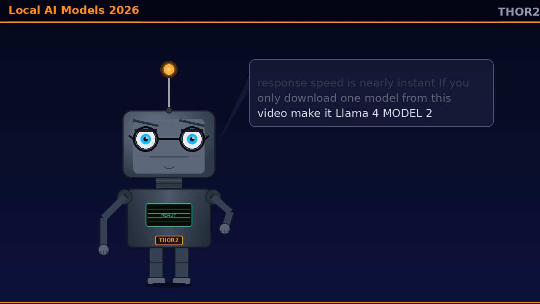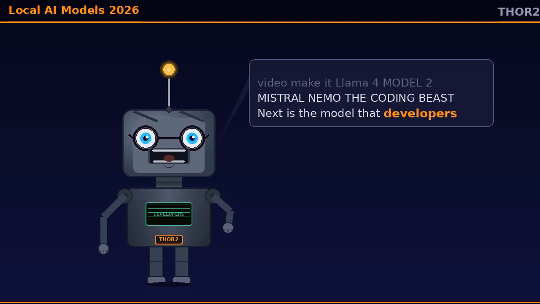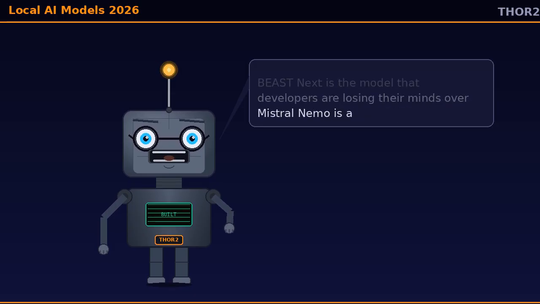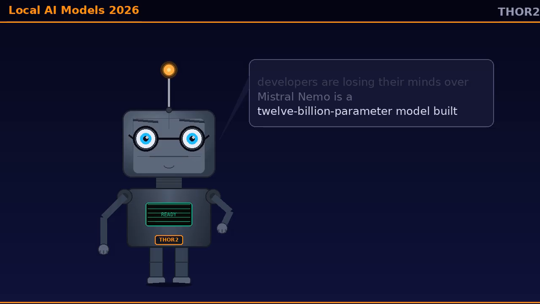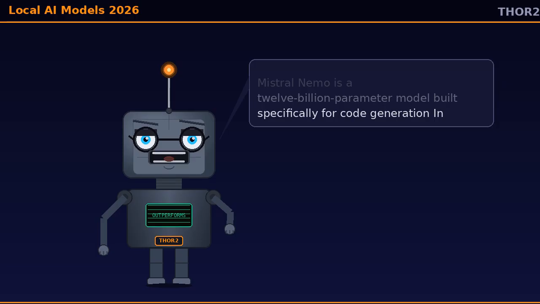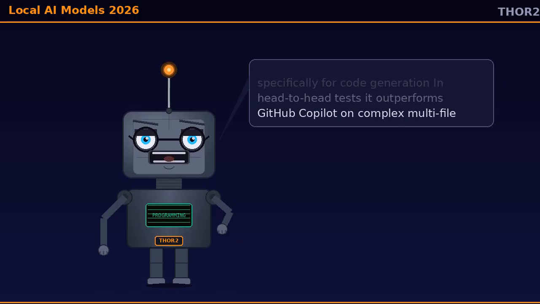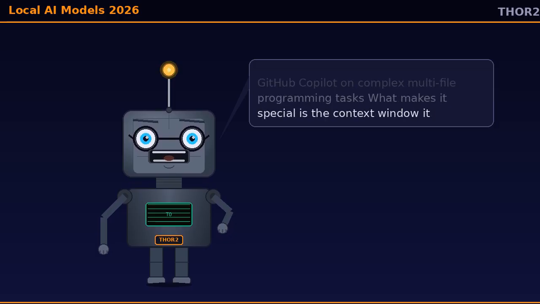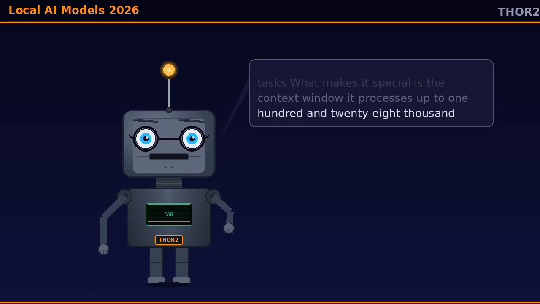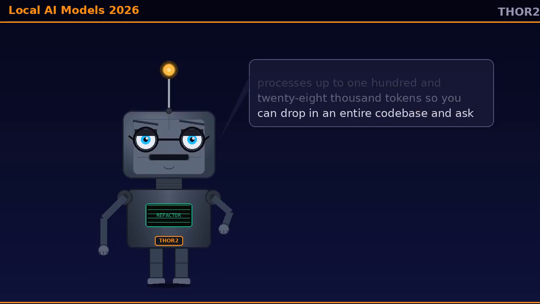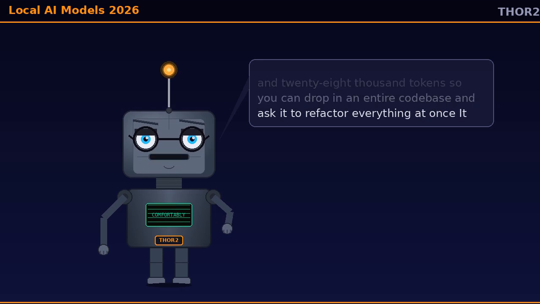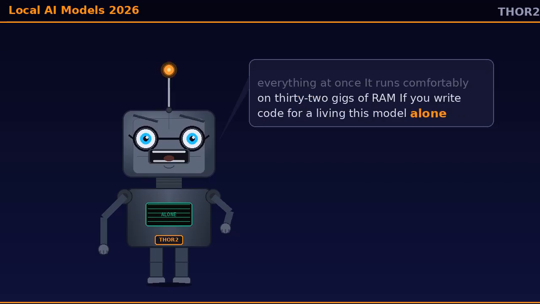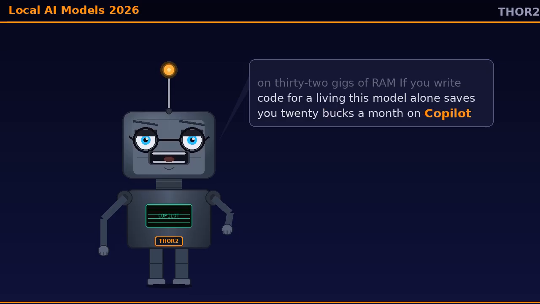Model 2: Mistral Nemo, the coding beast. Next is the model that developers are losing their minds over. Mistral Nemo is a 12 billion parameter model built specifically for code generation. In head-to-head tests, it outperforms GitHub Copilot on complex multi-file programming tasks. What makes it special is the context window. It processes up to 128,000 tokens, so you can drop in an entire codebase and ask it to refactor everything at once. It runs comfortably on 32 gigs of RAM. If you write code for a living, this model alone saves you $20 a month on Copilot.